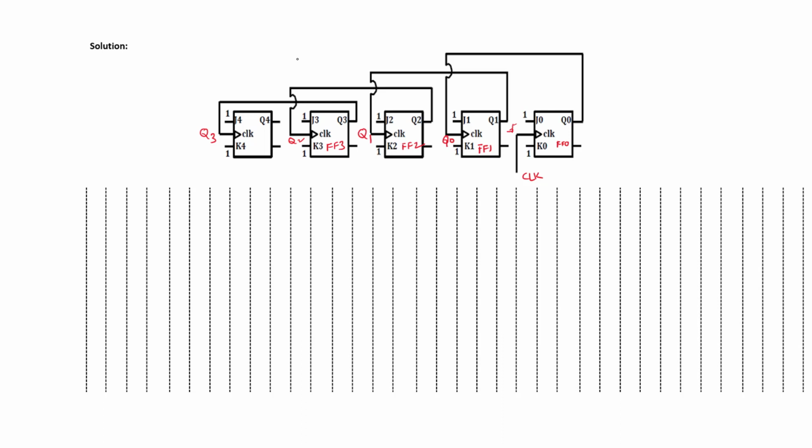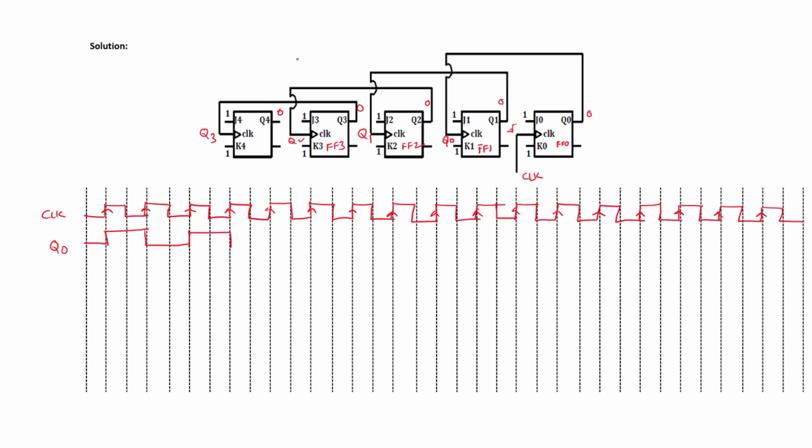Initially, I assume all the outputs of these flip-flops are at logic 0. Assume a clock signal like this is applied to flip-flop 0. We know that J0 is connected to 1 and K0 is also connected to 1. That means this flip-flop will toggle at every positive clock transition of the clock signal. That means Q0, initially at logic 0, will toggle at every positive clock transition. Like this, at every positive clock transition, Q0 will be complemented.